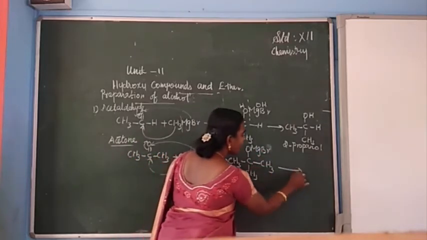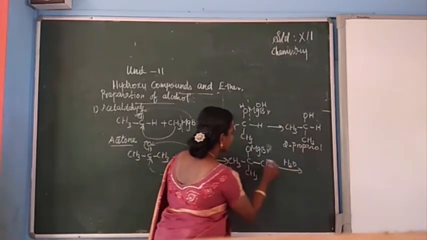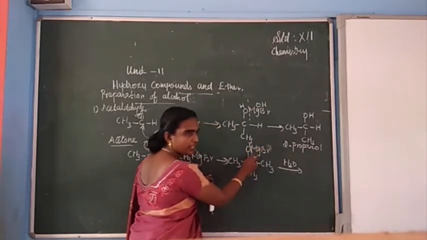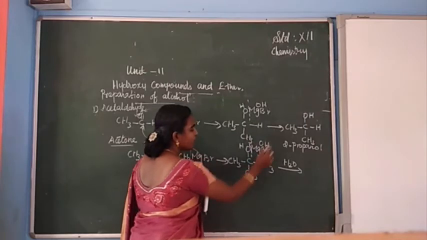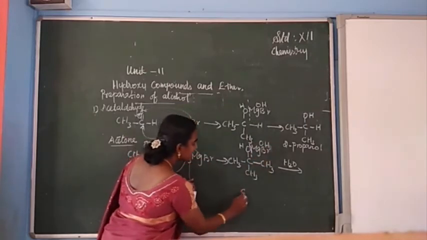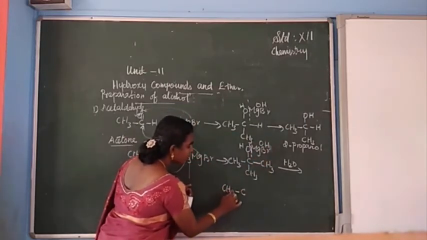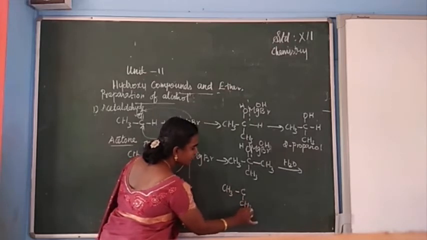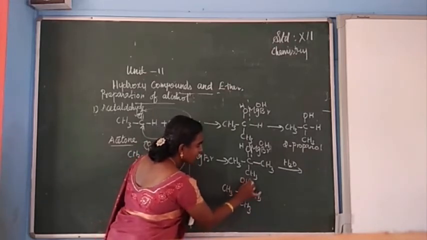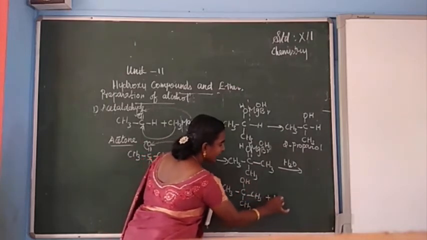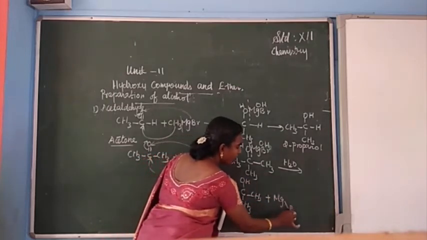This on hydrolysis, breakage of bond here, and here one hydrogen and here OH. So the answer must be C, CH3, CH3, and this CH3, here OH, plus MgBr.